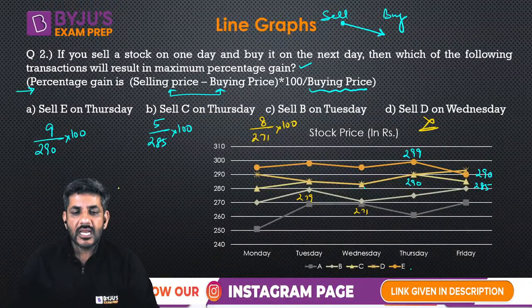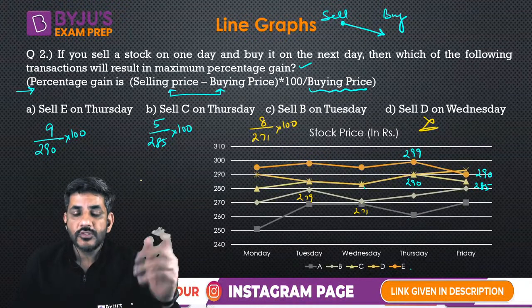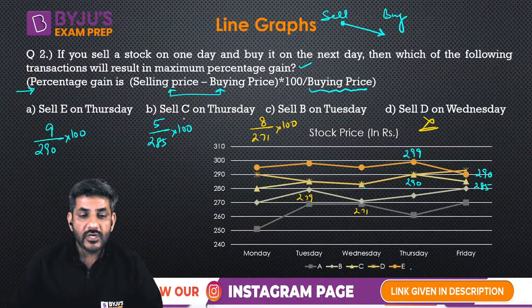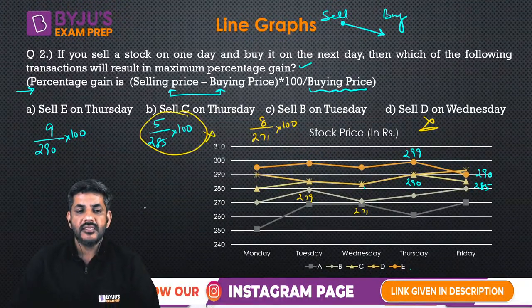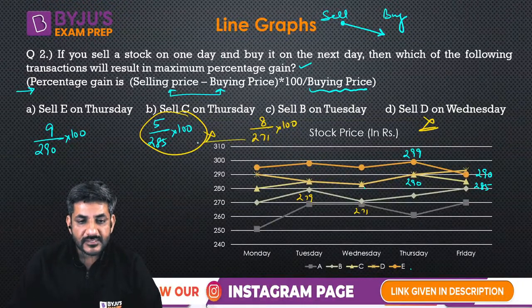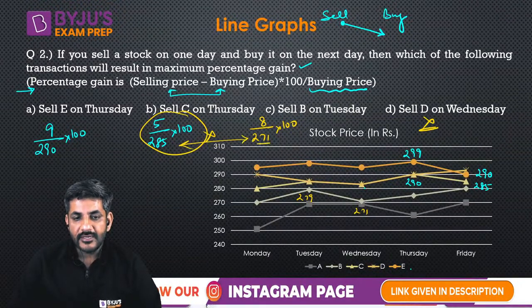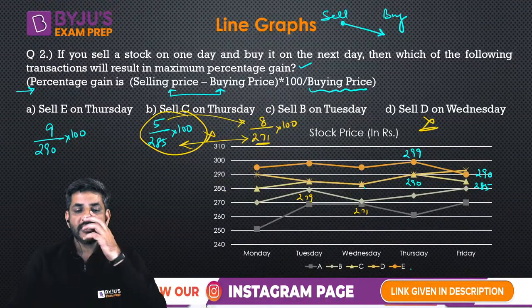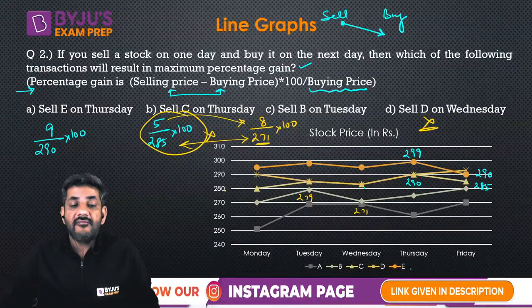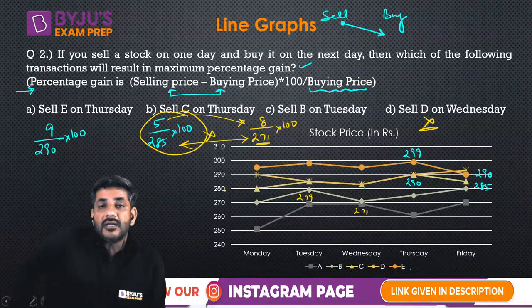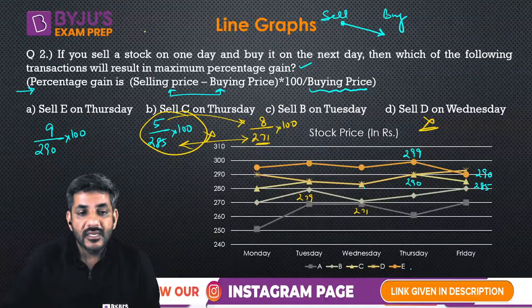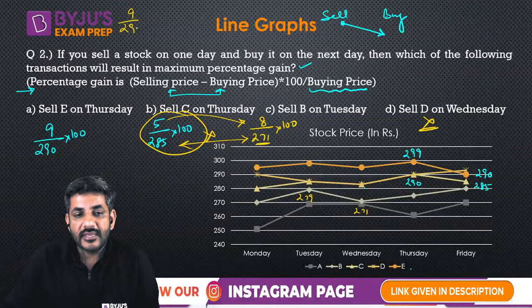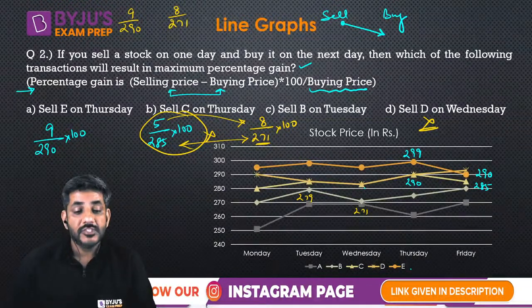So ultimately, I am left with these three options. How do I check which one is higher, which one is lower? I would immediately eliminate this portion. Reason: the base of this is smaller here, right? The base 271 is smaller, and the numerator is higher. So of course 8 by 271 has to be greater than 5 by 285. That is certain now. The question is, out of 9 by 290 and 8 by 271, which one is higher, which one is lower?